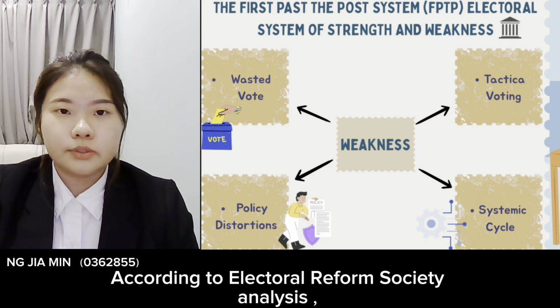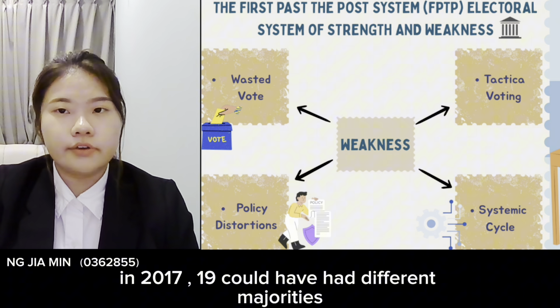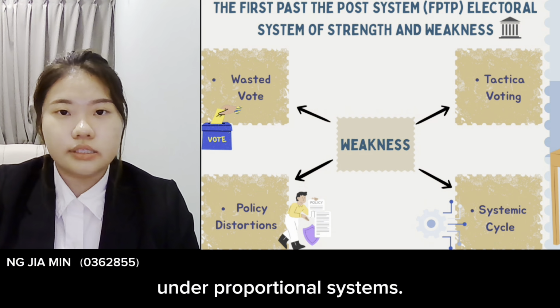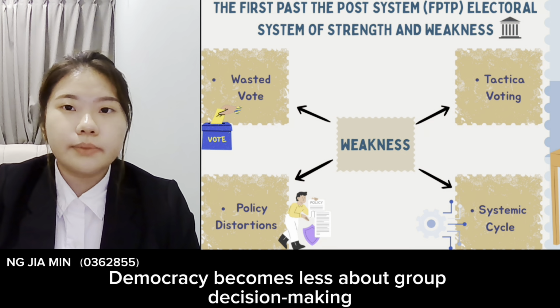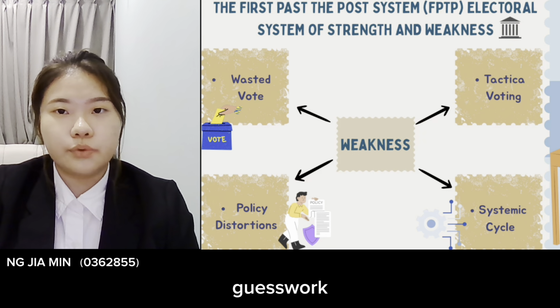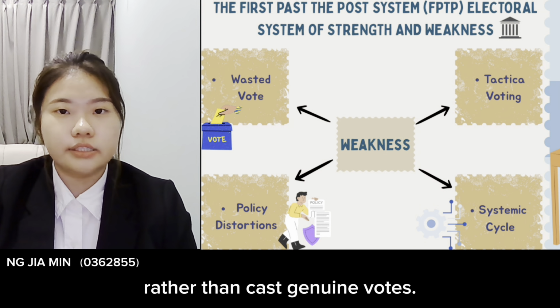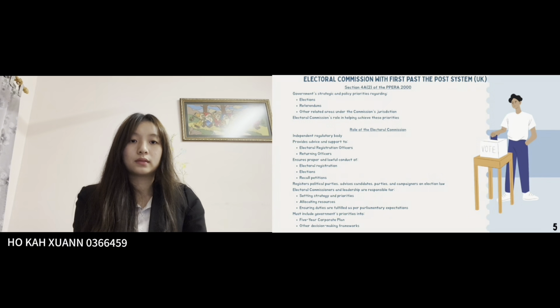According to Electoral Reform Society analysis, significant parliamentary votes on austerity and Brexit in 2017 could have had different majorities under proportional systems. Democracy becomes less about group decision making and more about calculated guesswork when voters are forced to manipulate the system rather than cast genuine votes.